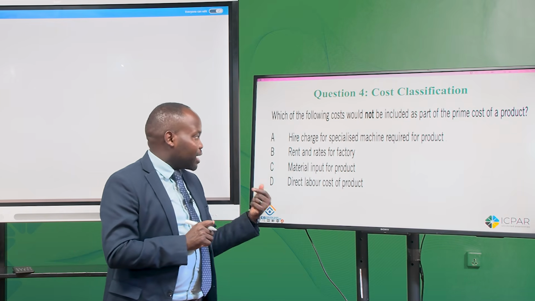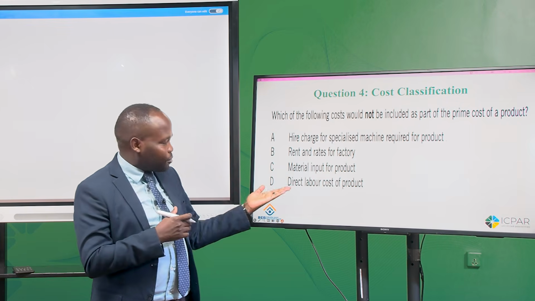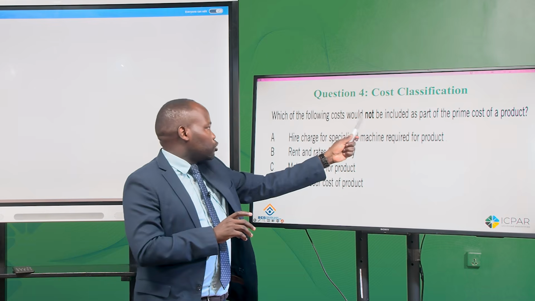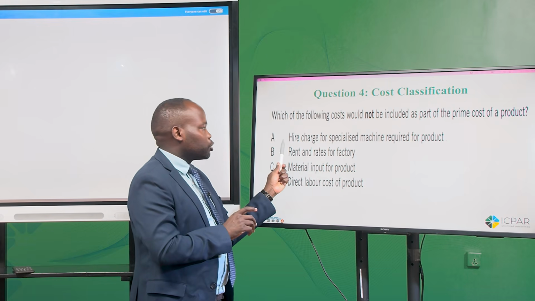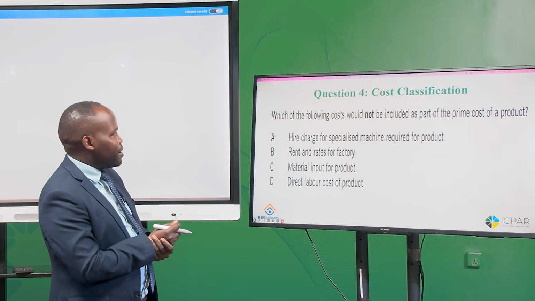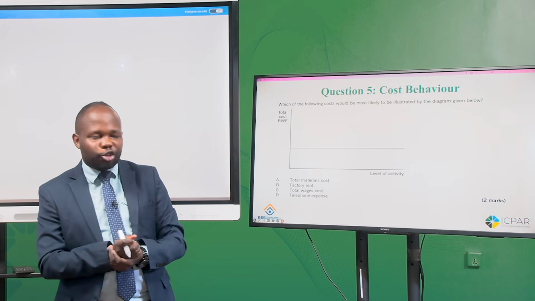Material input for product, direct. Direct labor costs, you've already been told it's direct. So which one is not? What is not is option A. So the correct answer was A. Question number 5 is now on chapter number 3.